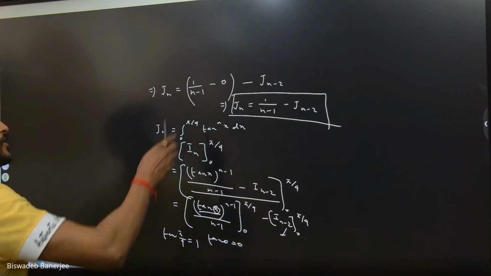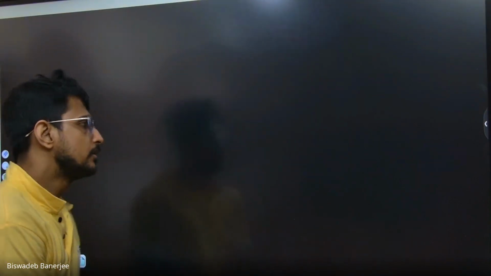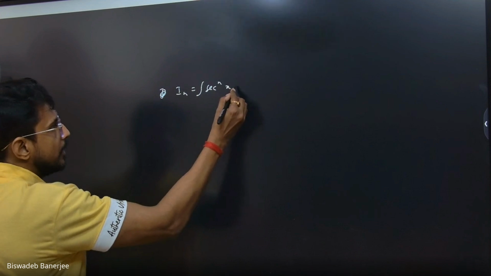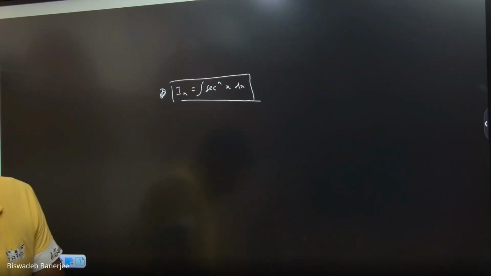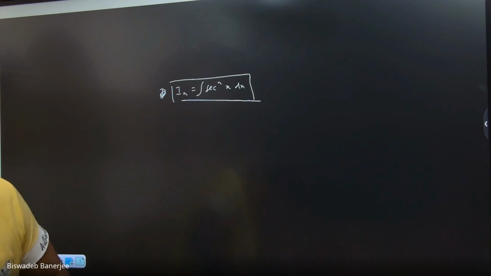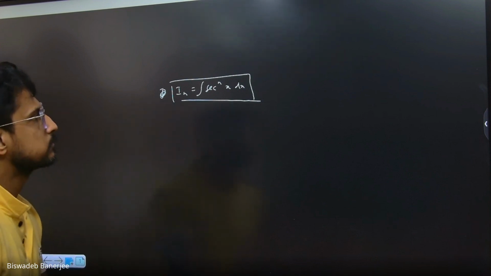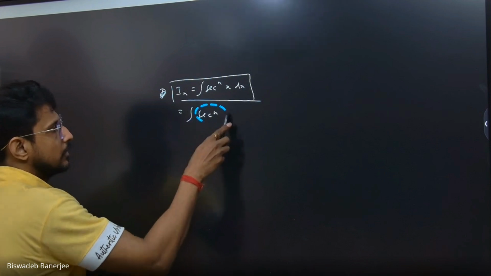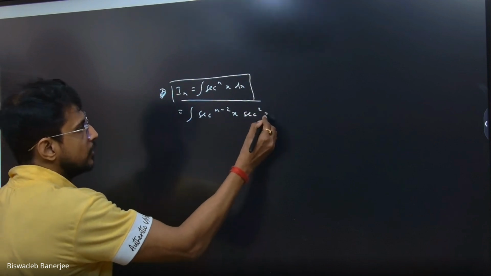Next application of bypass, so it is not an application of bypass, but still it is very important. Next application of bypass is In equal to integration sec to the power nx dx. It's again an important application. So how we can solve this question? Write down this like sec to the power n minus 2x into sec square x dx.